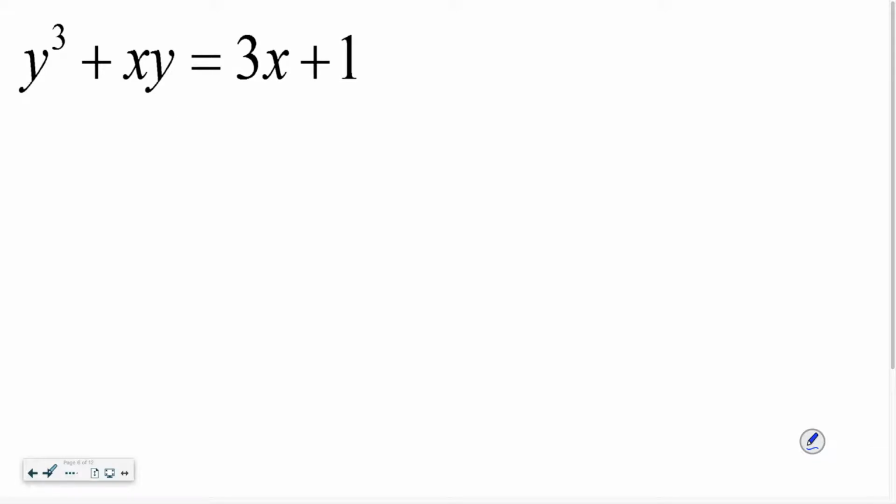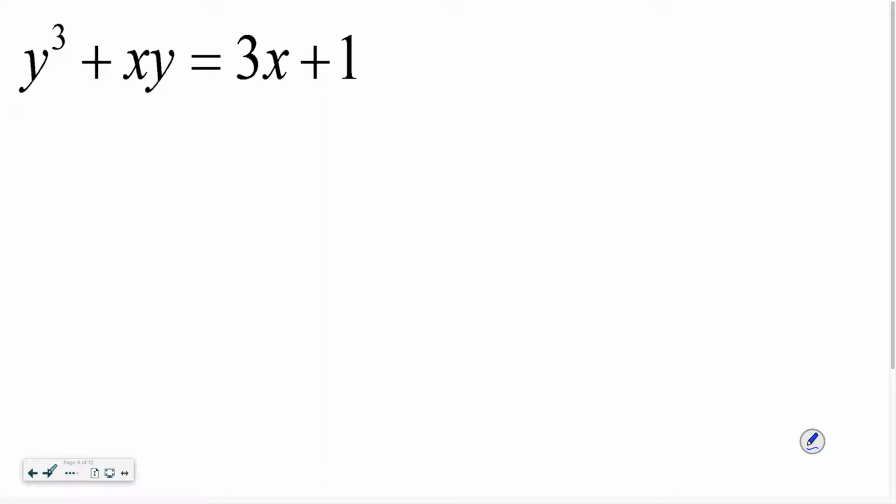This is our first example. Anytime you take the derivative with respect to x, and you don't have an x, then you need to apply the chain rule with d whatever dx. In this case, it's going to be y. So anytime you take the derivative of y, we also need to account for the chain rule with dy/dx. Okay? So here's our first go.